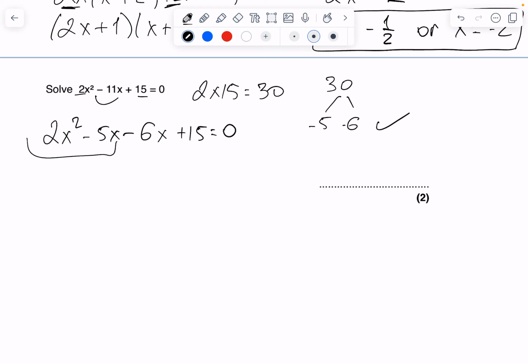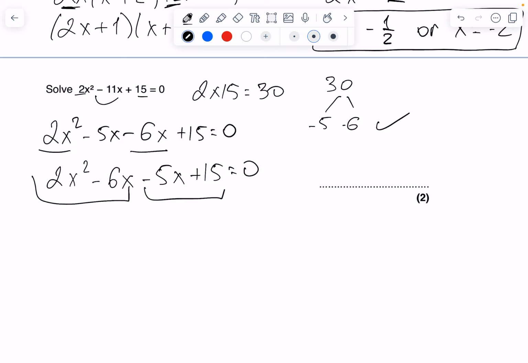Oh, actually, I think it's better. You can do this either way, but I think it's better if I work with 2x squared and negative 6x, and negative 5x plus 15. The reason is because I know they share 2x, and negative 5x and 15 share 5. So I'm just going to change the order first so it's easier for you. You don't get confused. I'm just changing the order of 5x and 6x. And then I'm going to work with this 2 and this 2.